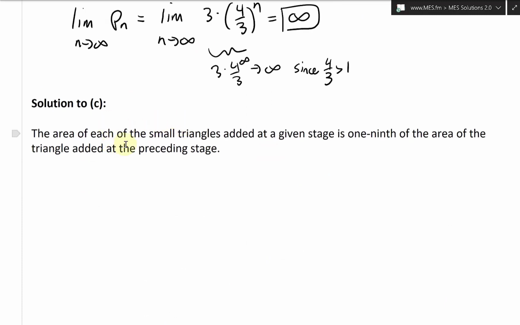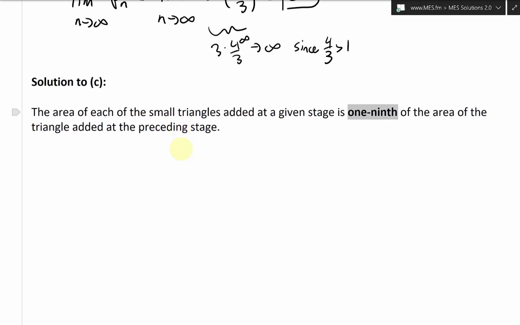Solution to C: the area of each of the small triangles added at a given stage is 1/9 of the area of the triangle added at the preceding stage. That's a key one, I'm just going to bold it.